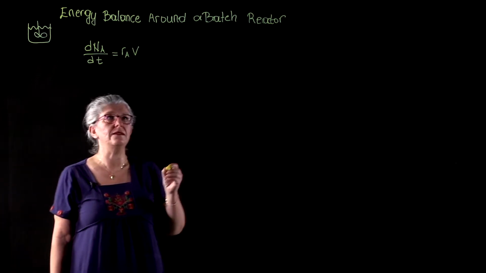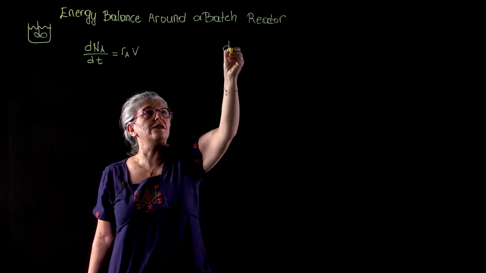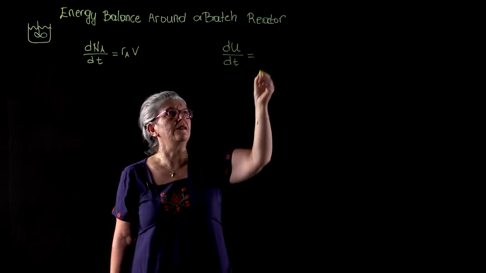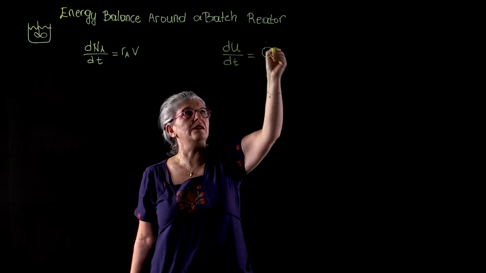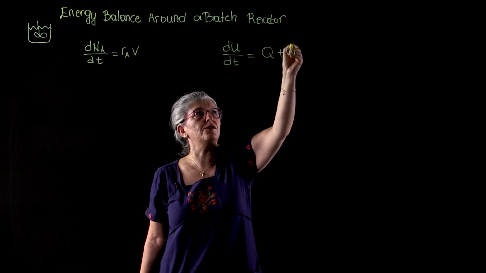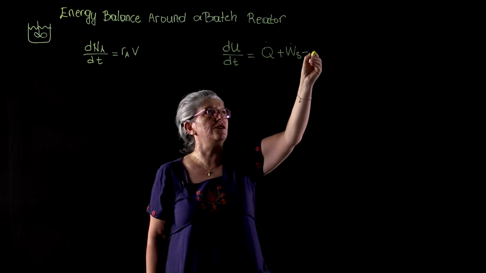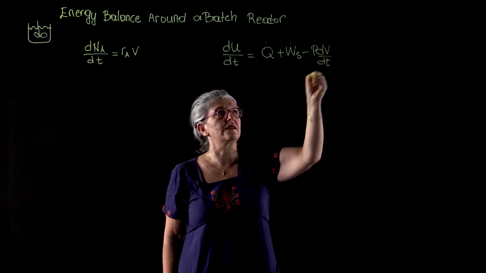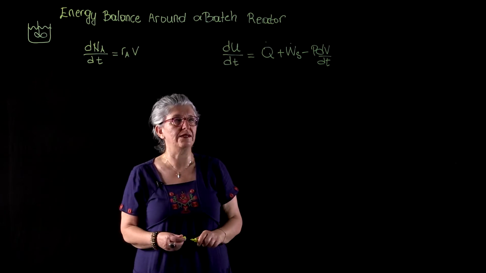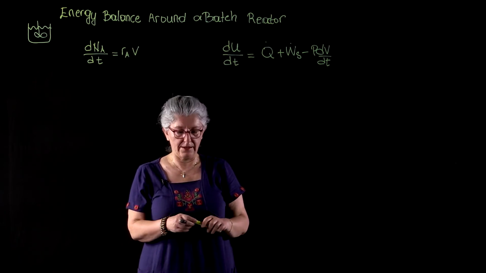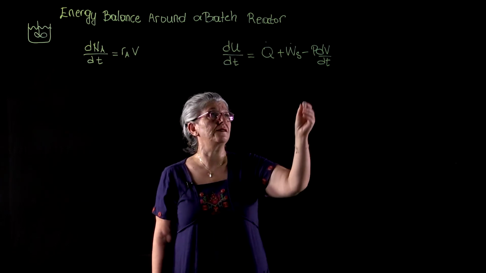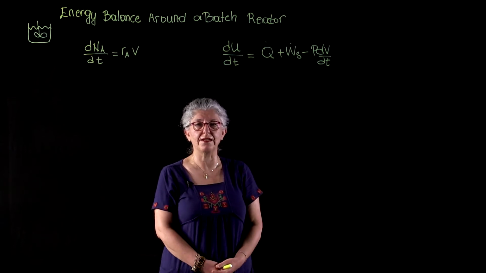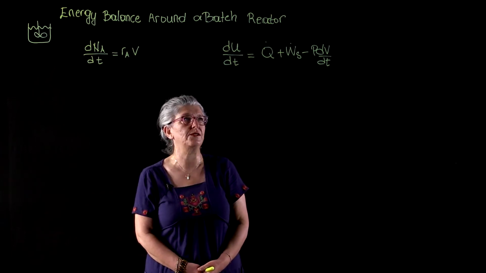The energy balance, on the other hand, reduces to dU/dt equal to, this time we have heat interaction in the reactor, and we have shaft work, and we might have surface boundary movement, P dV/dt. This is the first law reduced to a batch system. The necessity of the P dV term makes itself more relevant, especially for systems like an engine cylinder.